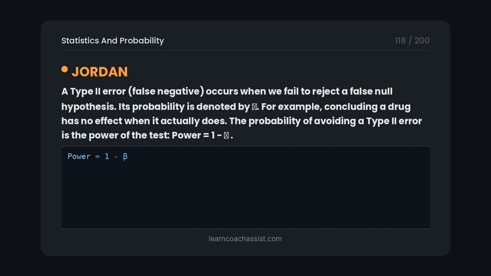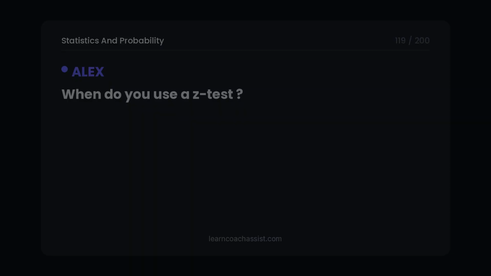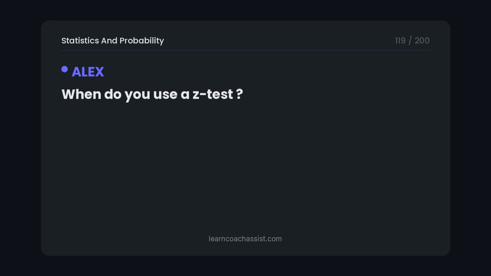A type 2 error, false negative, occurs when we fail to reject a false null hypothesis. Its probability is denoted by beta. For example, concluding a drug has no effect when it actually does. The probability of avoiding a type 2 error is the power of the test, power equals 1 - beta. When do you use a z-test?